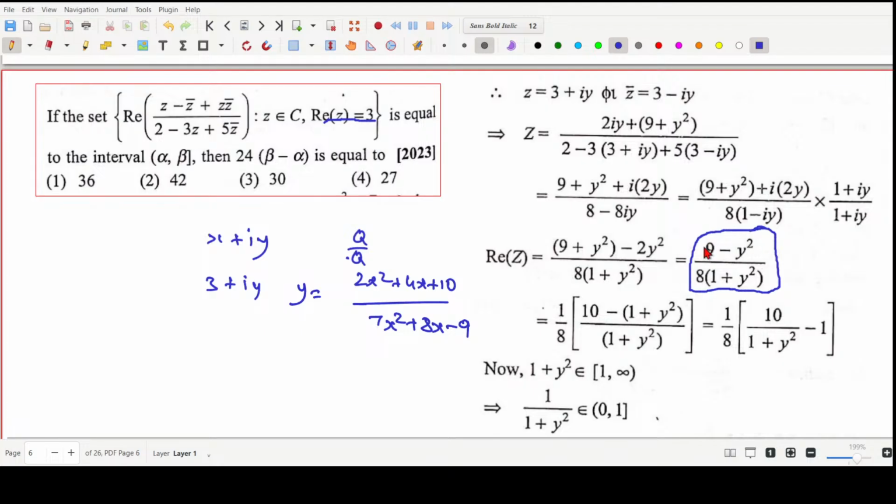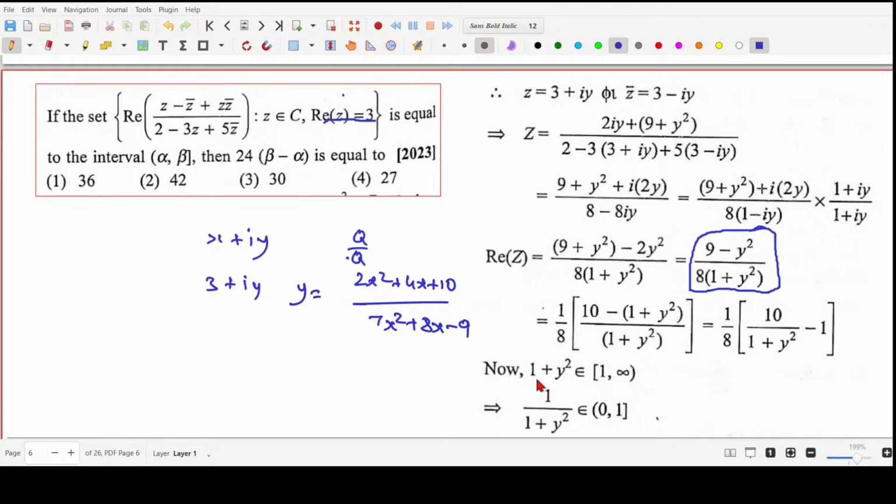Okay, so I'll tell the detailed process later then. For now, this is a simpler version because it is just 1 plus y square. What is he doing? He is writing 9 minus y square as 10 minus 1 plus y square. So this simplified to this. Got it? Now observe this carefully.